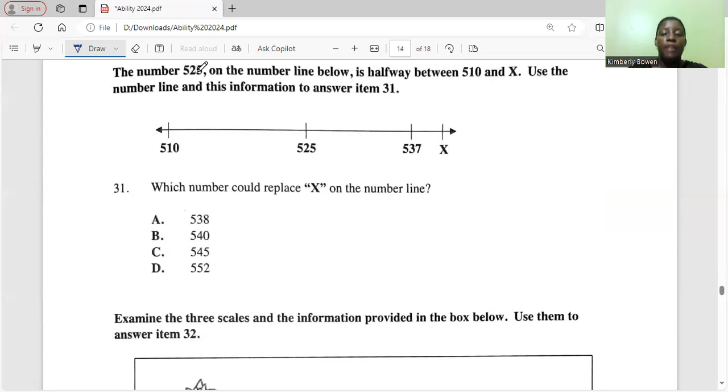The number 525 on the number line is halfway between 510 and X. Use the number line and the information to answer item 31. Which number could replace X on the line? So we have 510 here, and I see that 15 more will give me 525. So I'm assuming, and it says 537 here, that you just add 15 more and you'll get 540. And we can see that 537 is just 3 away from that. The correct answer is 504.